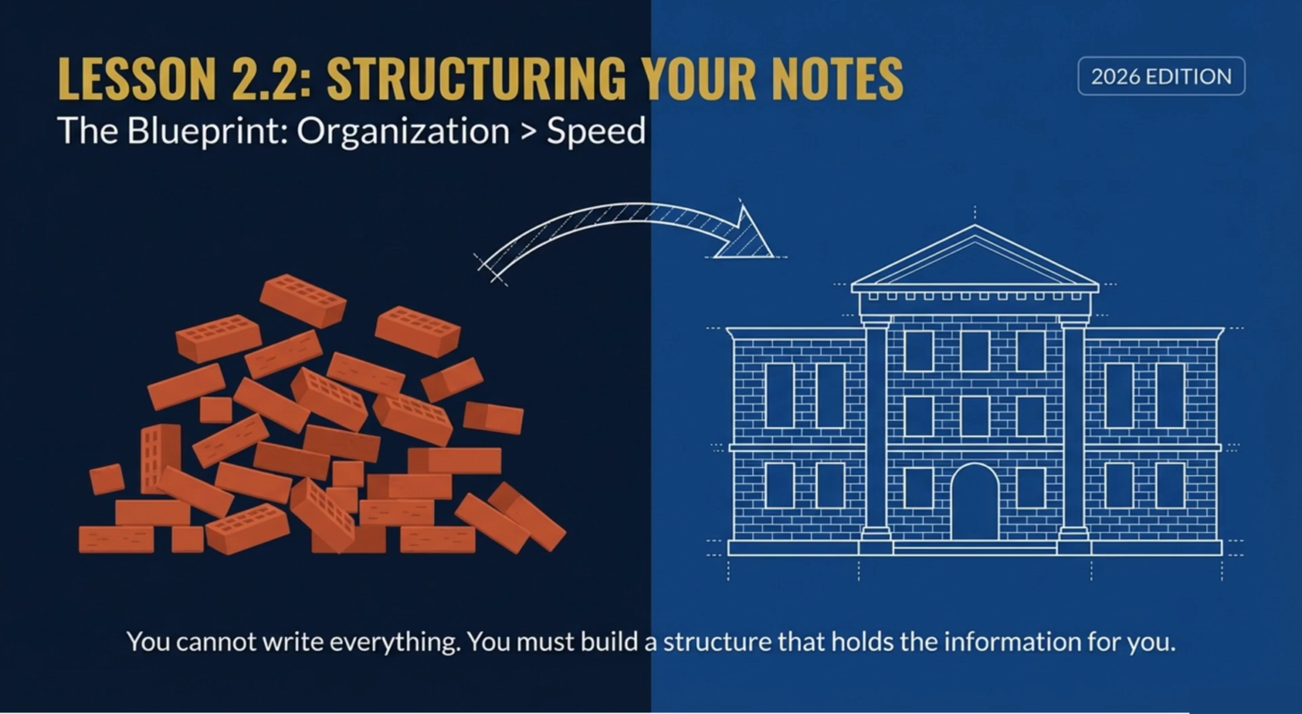Welcome to Lesson 2.2. You now possess the speed, using symbols and abbreviations. But remember, speed without organization is simply chaos. You cannot write everything during a lecture. So what do you do? You build a structure that holds the information for you.